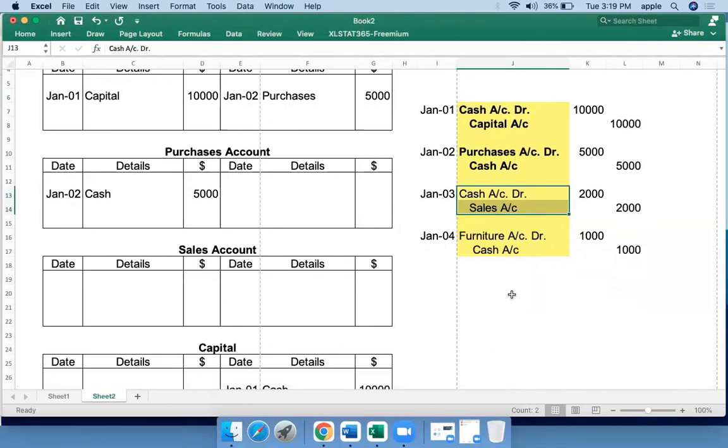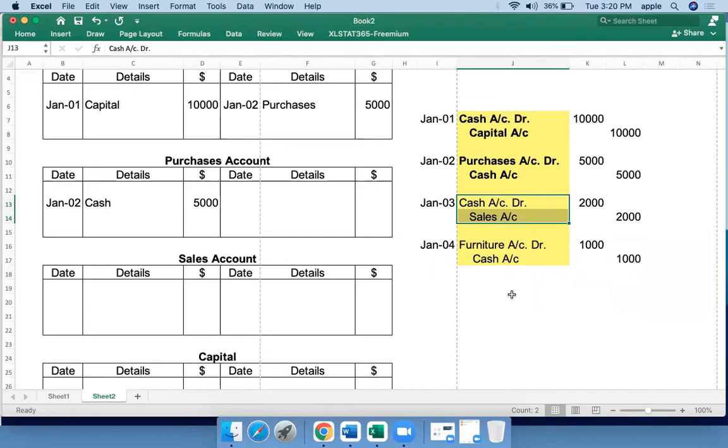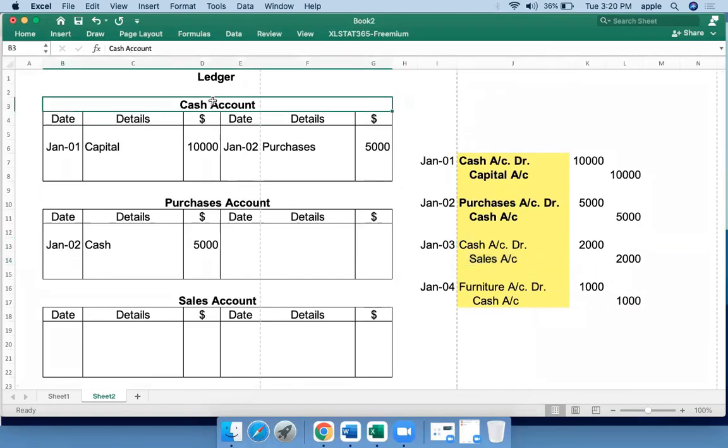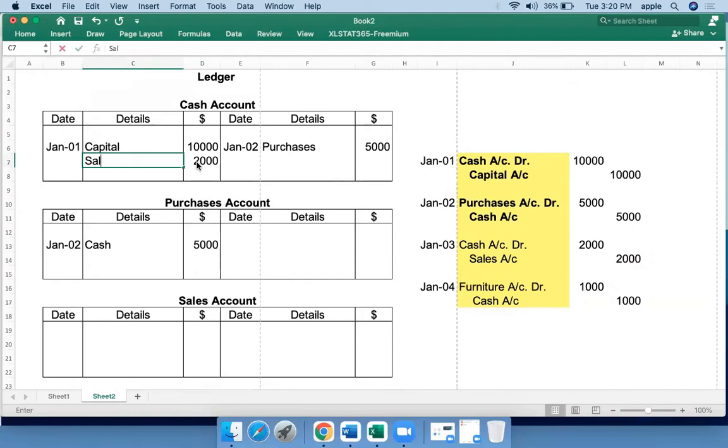The next one is cash account debit, sales credit. So cash debit. In the cash account, which side will I take? The debit side, this is the debit side. Debited with how much money? 2,000. Name of the opposite account? Sales. And the date is Jan 3rd. So we are done posting in the cash account, right?